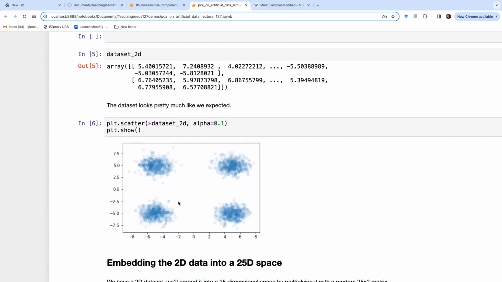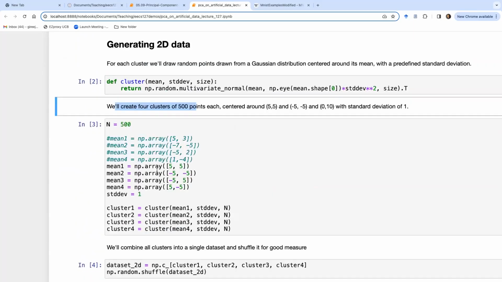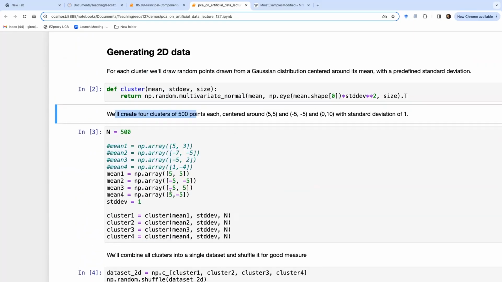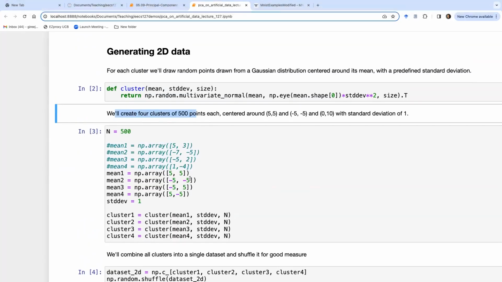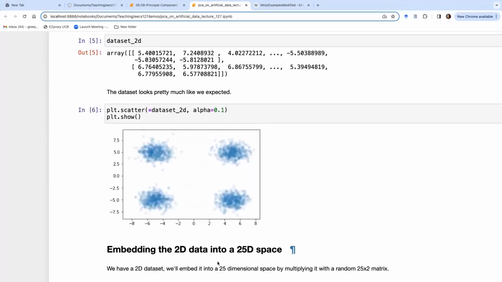And I plot this, and I chose 4 clusters at means (5, 5), (-5, 5), (-5, -5), and (5, -5). And so what I see is basically these exact 4 clusters here. Nothing particularly surprising. What is the dimensionality of this data? 2-dimensional, right? Okay, good.